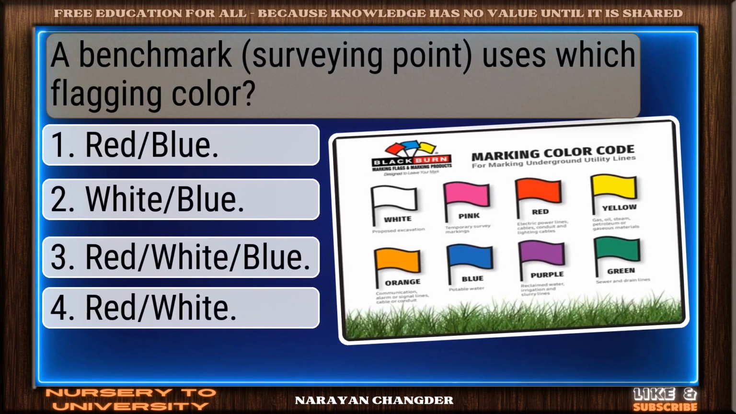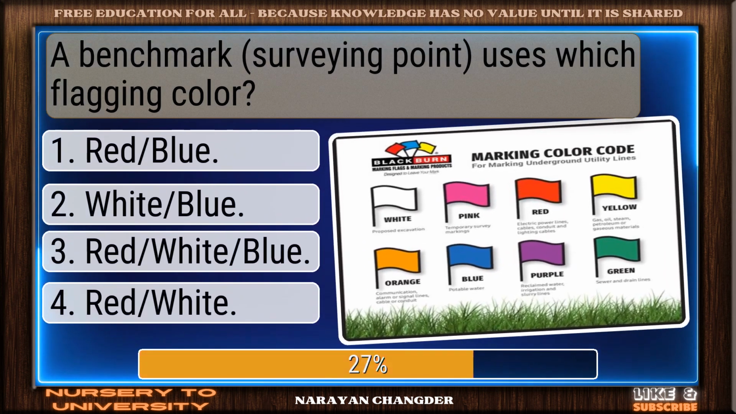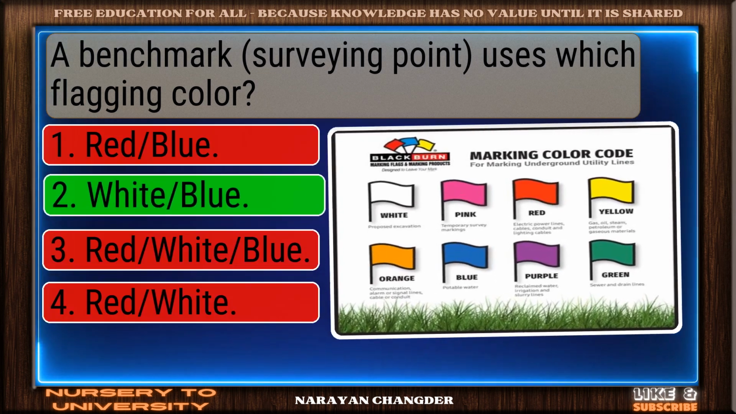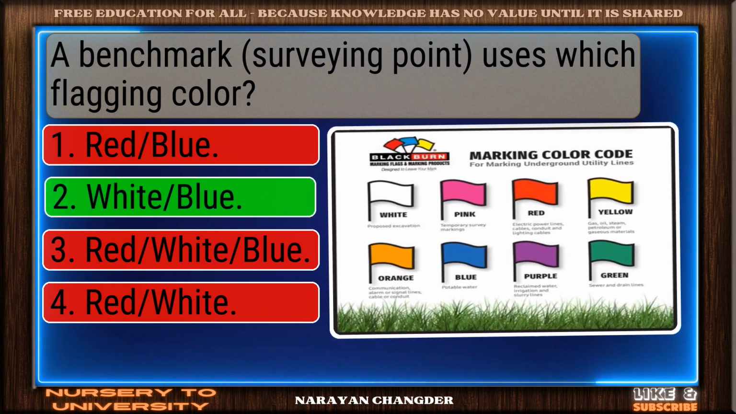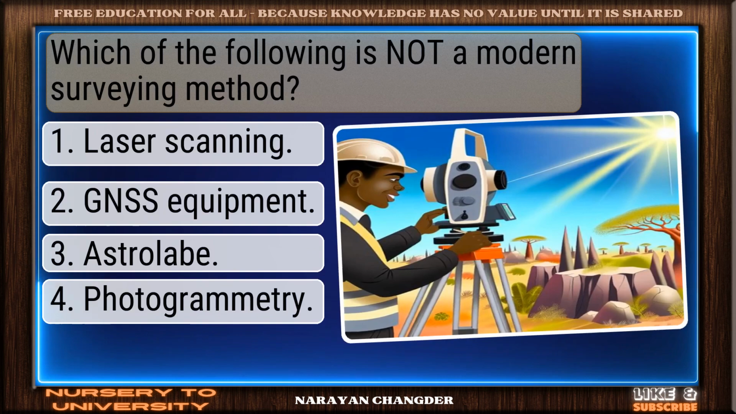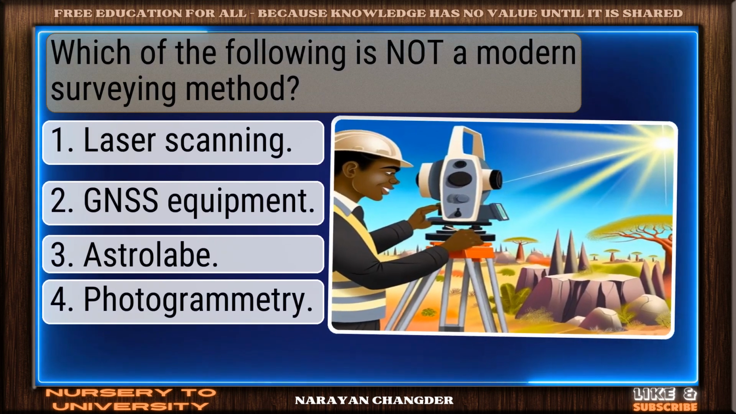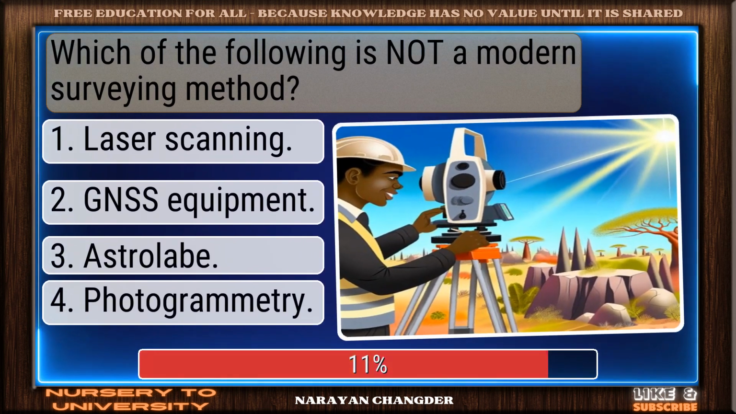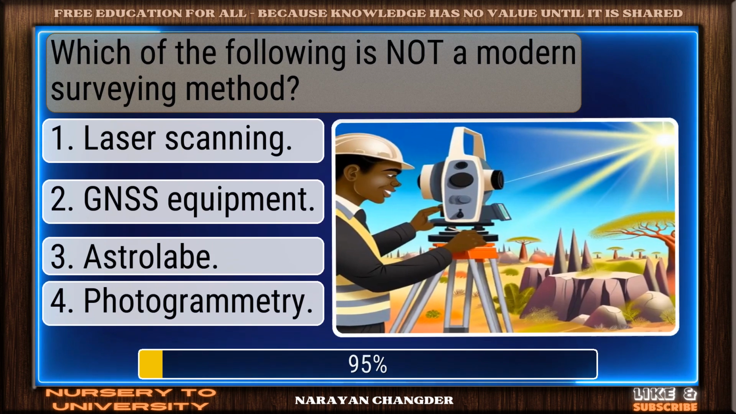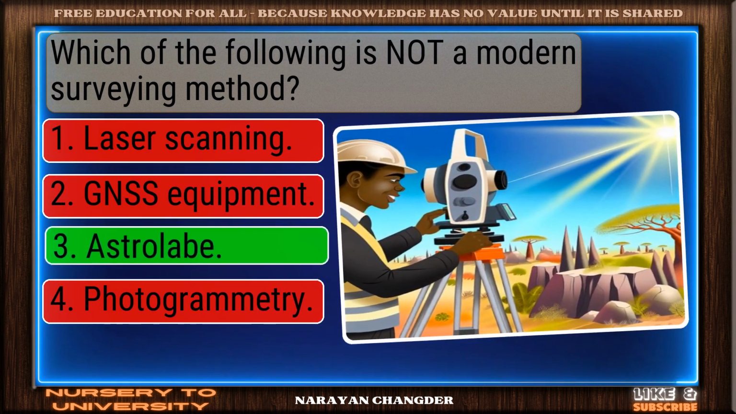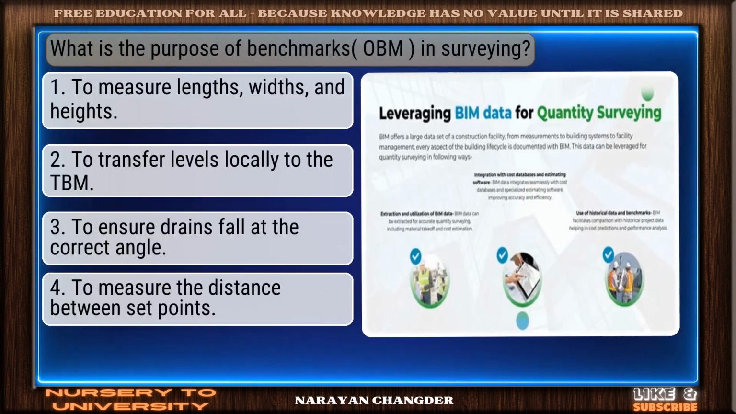A benchmark uses which flagging color? You're right. White and blue is the correct answer. Which of the following is not a modern surveying method? Perfect. Astrolabe is the correct choice.